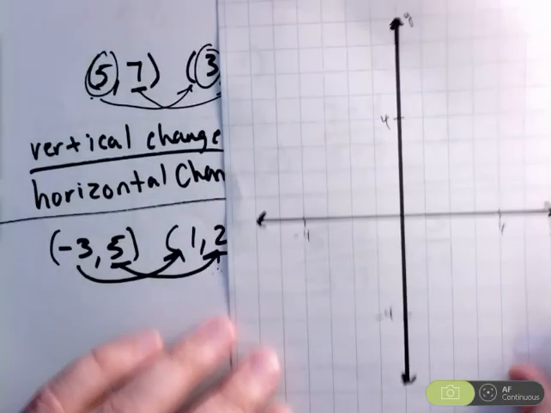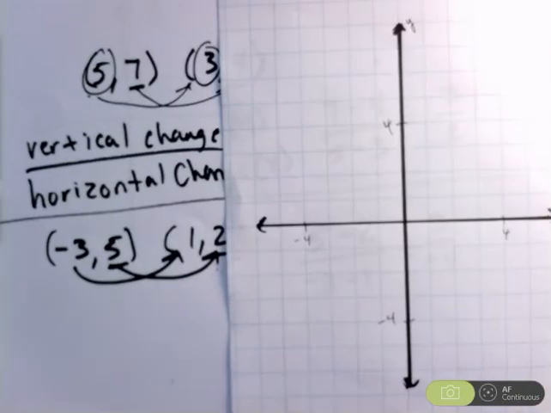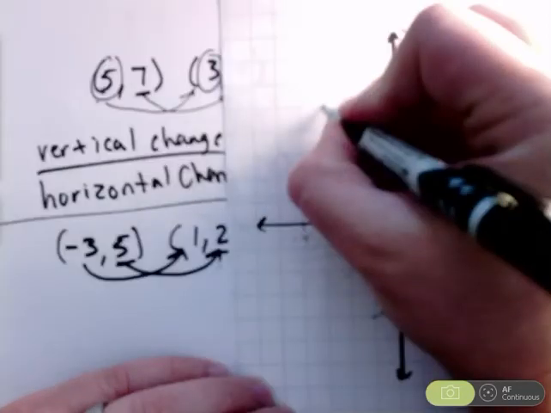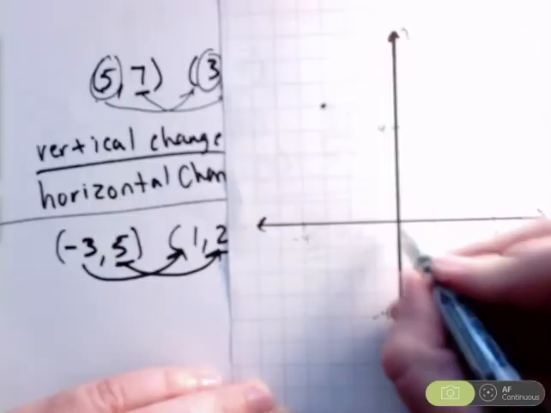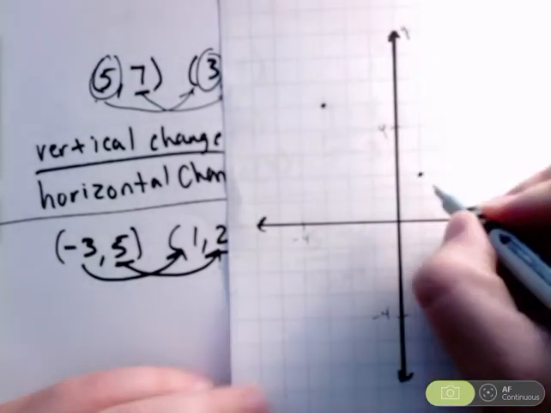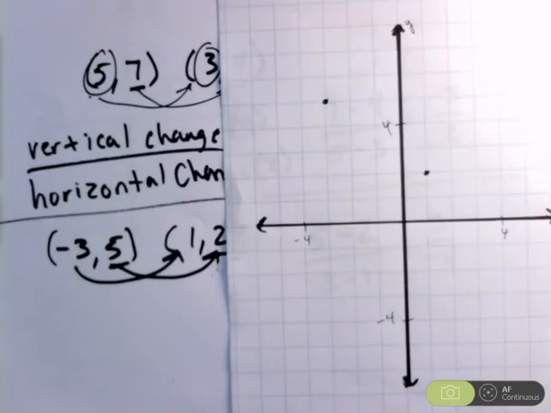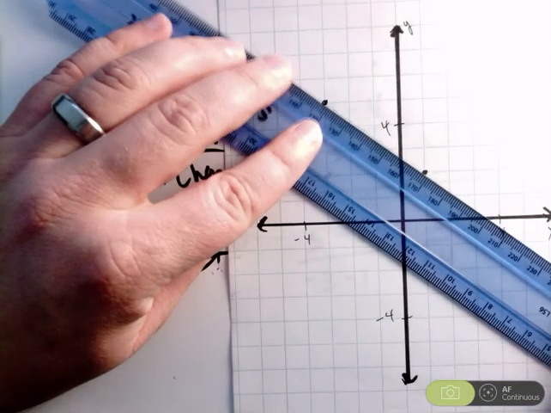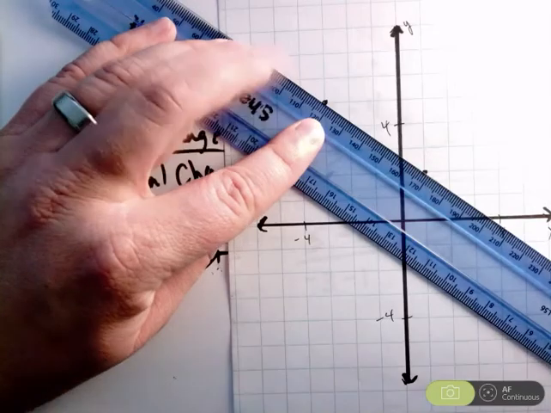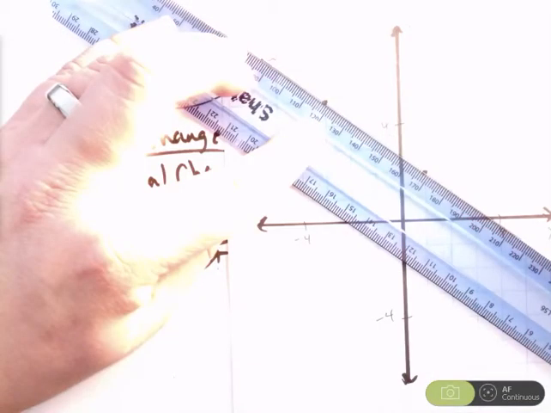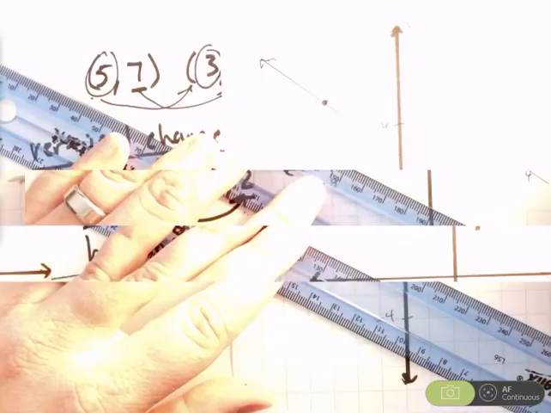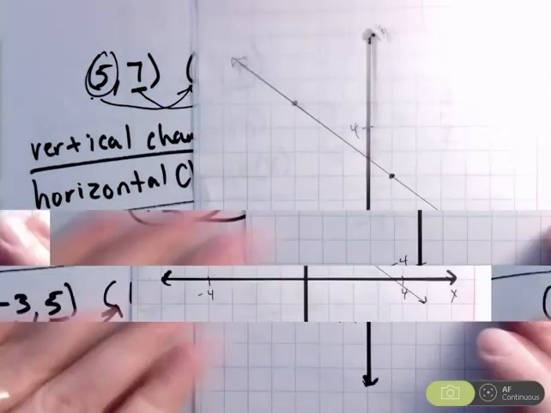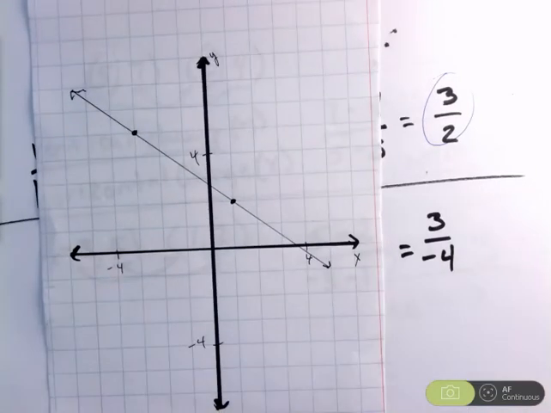So again, what were my 2 points? I'm trying to do this quickly for you here. Negative 3, 5, 1, 2. 1, 2, 3, 4, 5. And the point 1, 2, like this. So that line goes here. And between these 2 points, I should have had 3 over negative 4.